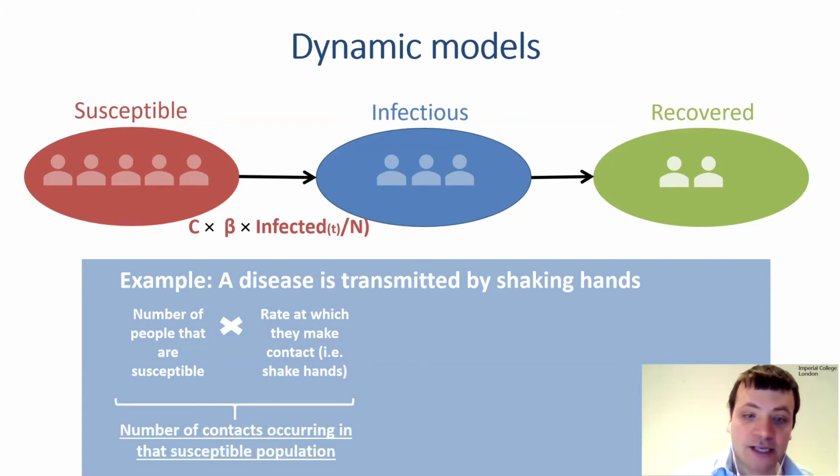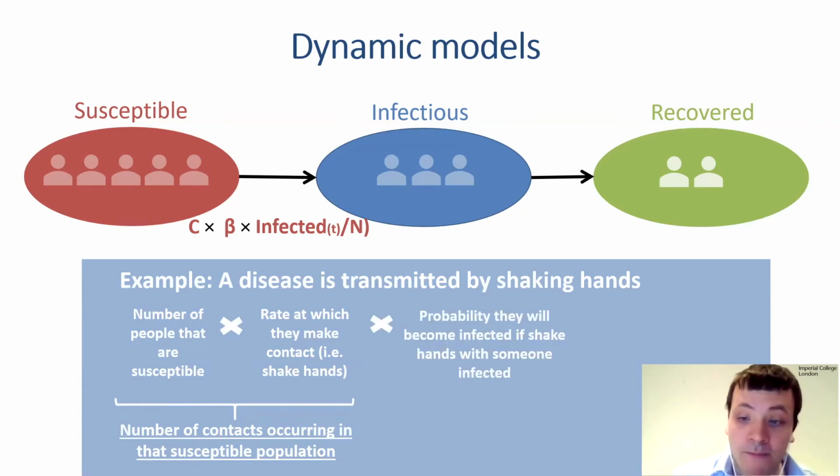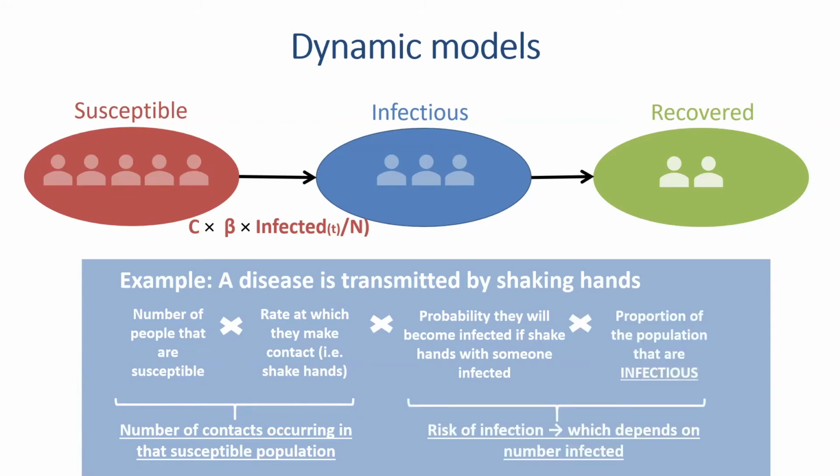And this gives us the number of contacts occurring in that susceptible population. This is then multiplied by the probability that someone will become infected if they shake hands with someone that is infected, so the transmission probability, and the proportion of the population that are infectious. So this captures the risk of infection, which depends on the number infected and will therefore change over time and can be influenced by an intervention.